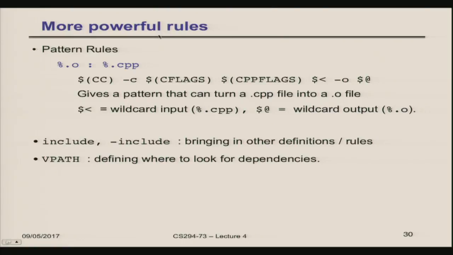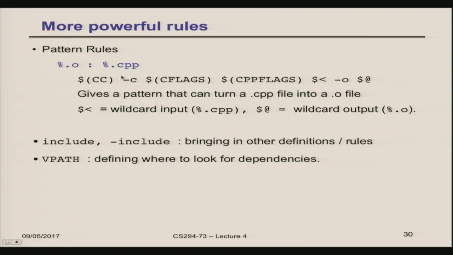So there are some more powerful rules we'd like to use. The two most important ones are pattern rules. So here's an example of a rule: %.o colon %.cpp. What this says is, for every occurrence of something of the form %.o, look for something of the form %.cpp and do the following thing to it.